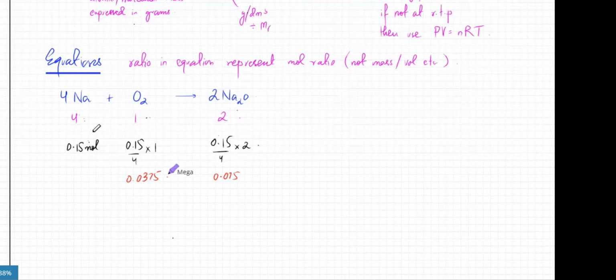So just always remember, you find the moles of one, all moles questions are going to be solved in exactly the same way. You find the moles of one substance. Using that, you can figure out the moles of all the other substances by using this ratio. So 0.15 divided by 4 into 1, that gives you this. 0.15 divided by 4 into 2, that gives you this. So जिसकी भी moles पता है, so we'll do another one.